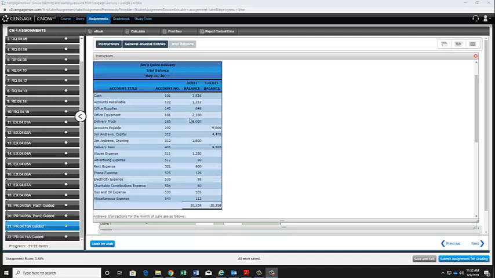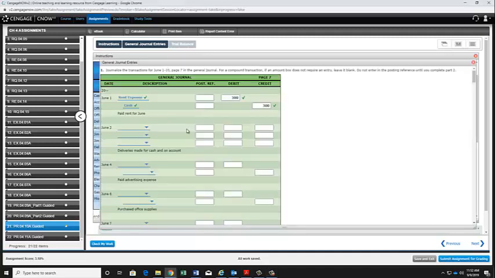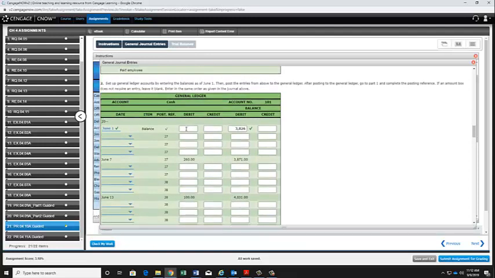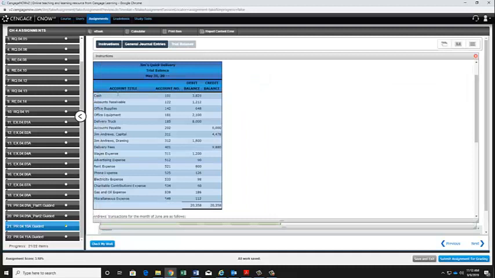So the first thing that we'll need to do is go in and enter these beginning balances in all of the general ledger accounts. So I'm going to go down to the general ledger and we're just going to enter the date and then go over and enter the balance. You will just copy the balances directly from your trial balance into the general ledger.